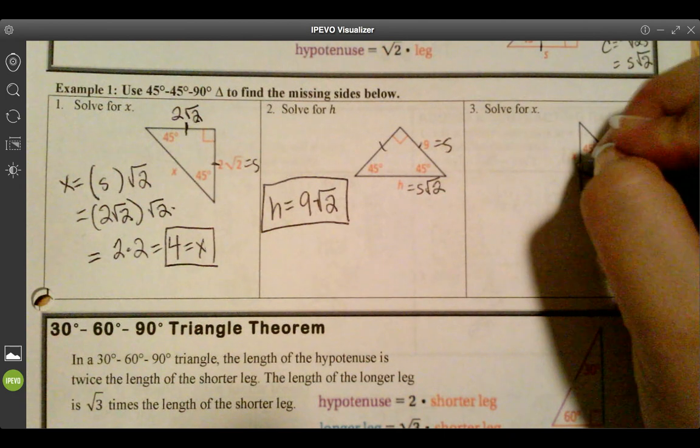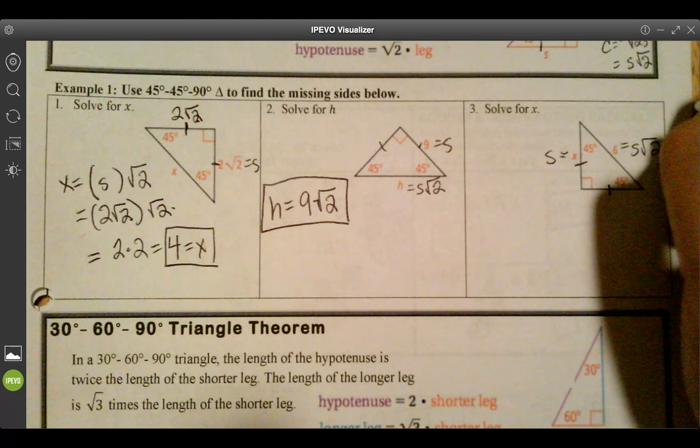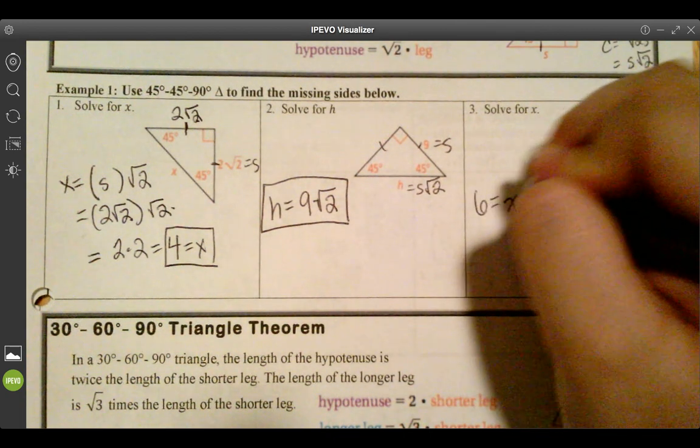And then here are my sides. So this is s, and this is s times the square root of 2. And so s is the same as x. 6 equals x times the square root of 2.